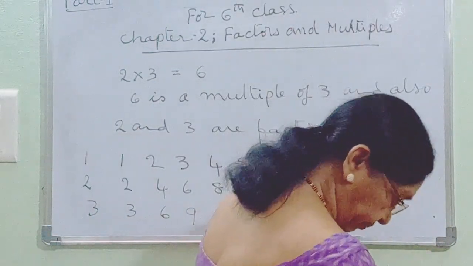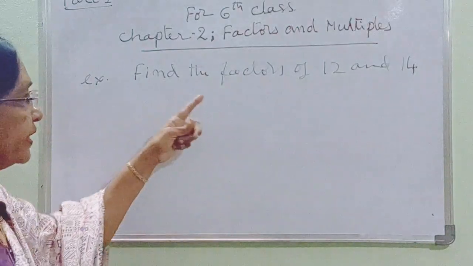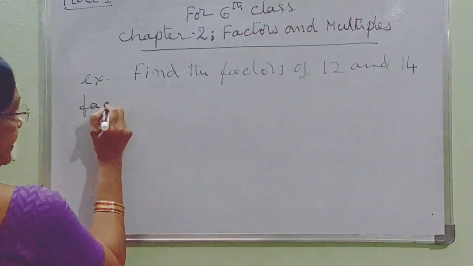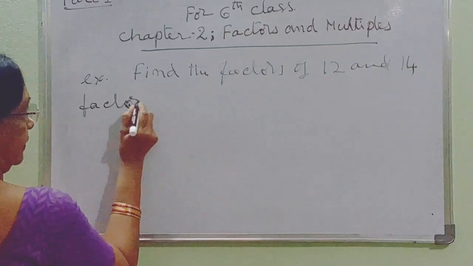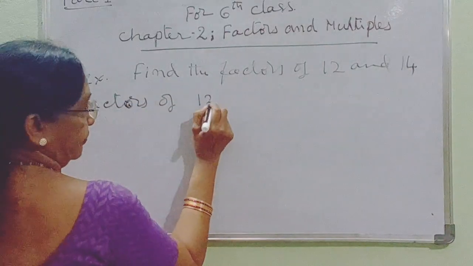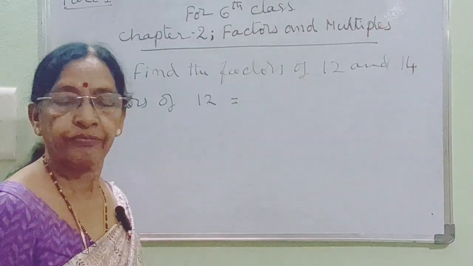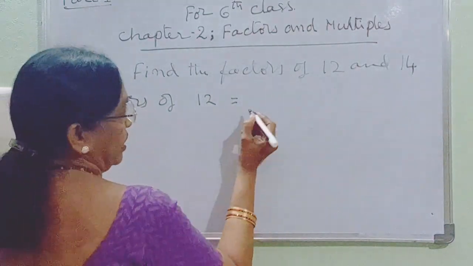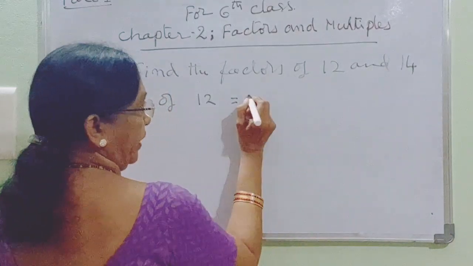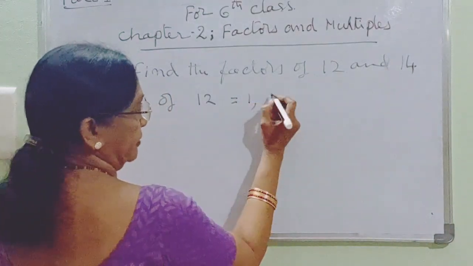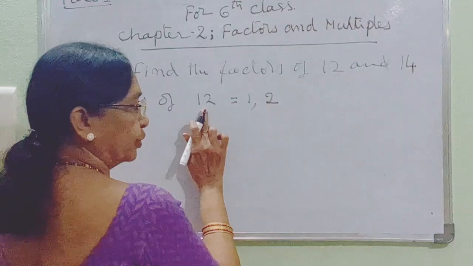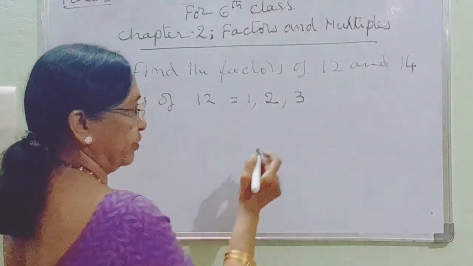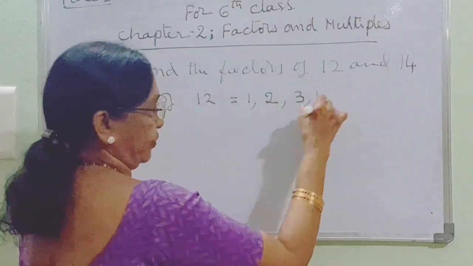Now we take an example. Find the factors of 12 and 14. Factors are the numbers which can divide the number without remainder. So 12 is divisible by 1. Next, it is divisible by 2, 2 sixes are 12. It is divisible by 3 also, 3 fours are 12. Next, it is divisible by 4.